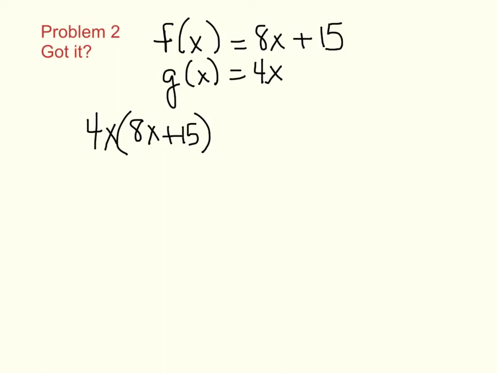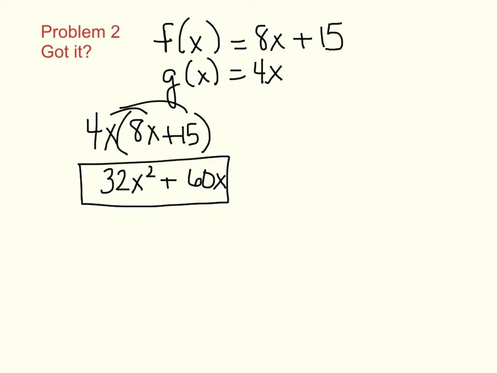All you're doing is distributing the 4x into the 8x plus 15. So distribute. 4x times 8x is 32x squared. Remember, you know your rule now: when you multiply the same base, you add the exponents. 4x times 15 gives you 60x.